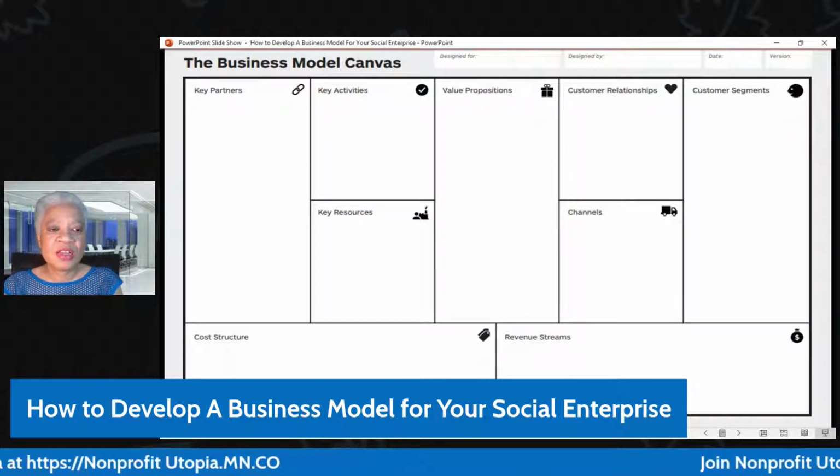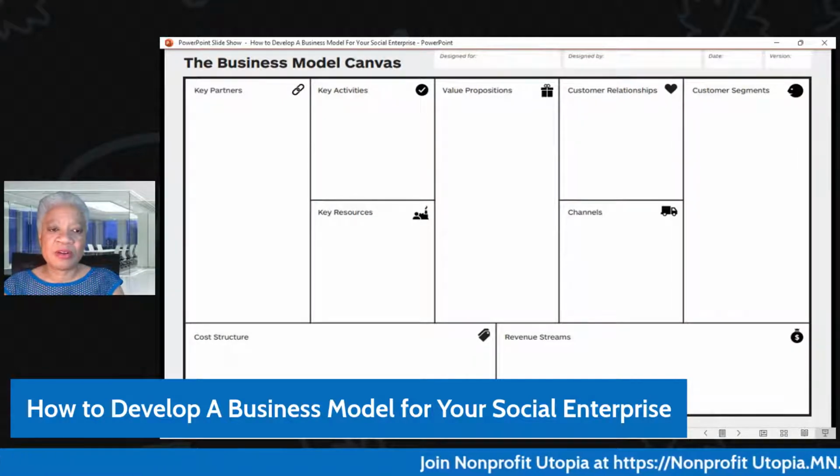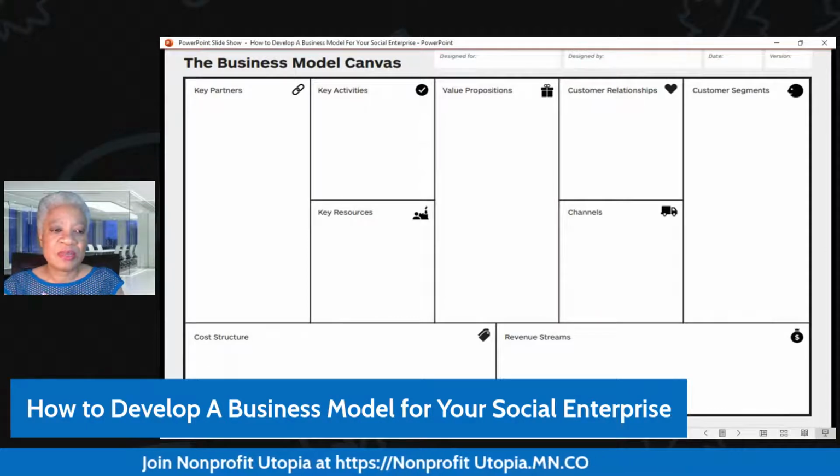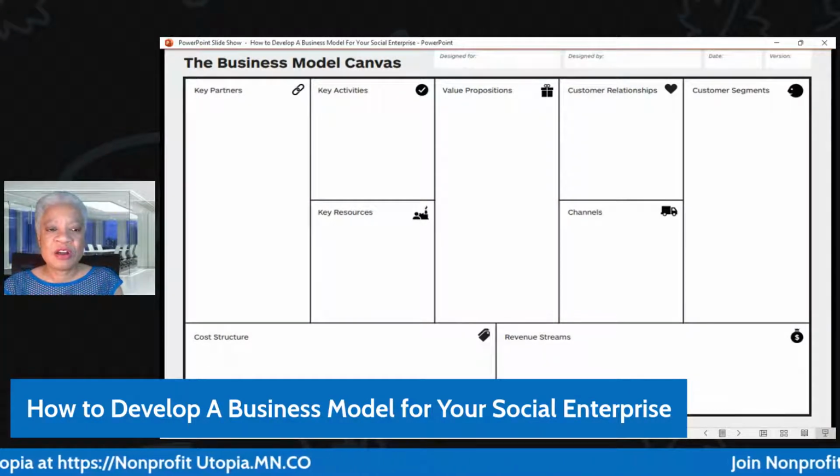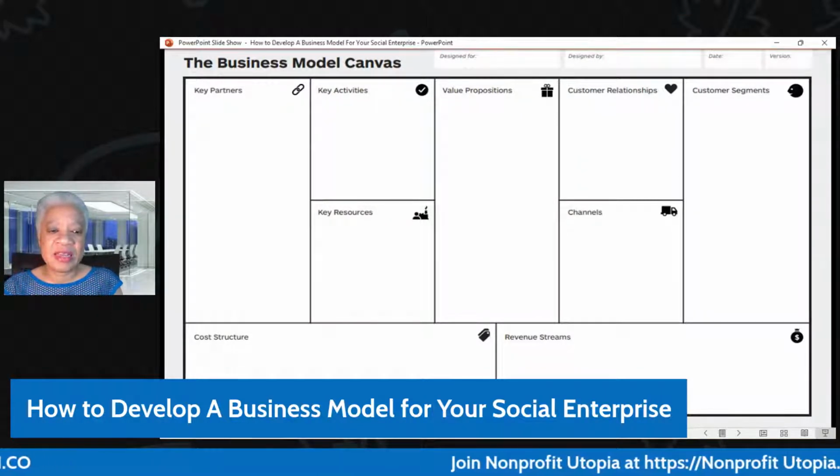And then when we look at the cost structure, you're going to look at how much is it going to cost to establish relationships with your key partners, to even acquire those relationships and to maintain those relationships. How much is it going to cost to engage in those key activities on a day-to-day basis?